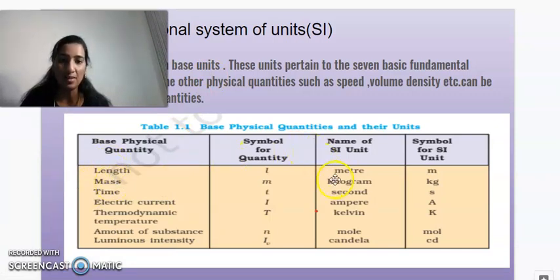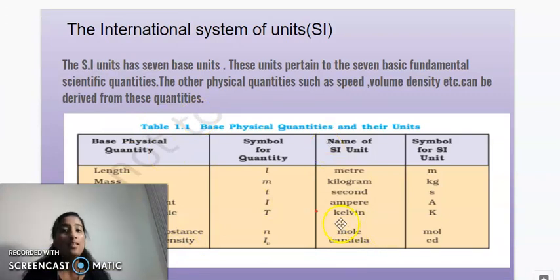It's length in meter, that is the name in SI unit, mass in kilogram, time in second, electric current in ampere, thermodynamic temperature in Kelvin, amount of substance in mole, and luminous intensity in candela. These are the 7 basic SI units. And the other physical quantities such as speed, volume, density can be derived from these base units. They are known as the derived units.